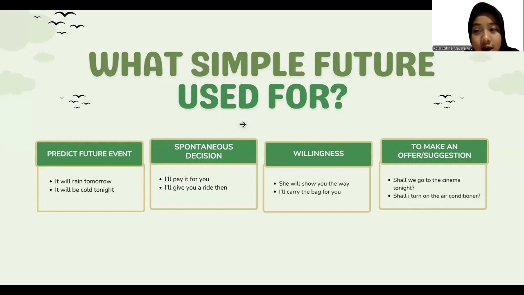And the third one is for willingness. She will show you the way, or maybe I'll carry the bag for you. It's like what do we want to do for the person? Our willingness, okay? Our kindness, you can say. Now, the fourth one, to make an offer or suggestion. For example, here we have, shall we go to the cinema tonight? Or maybe, shall I turn on the air conditioner? That's the offer or suggestion. Right.